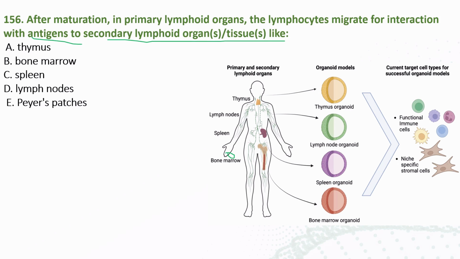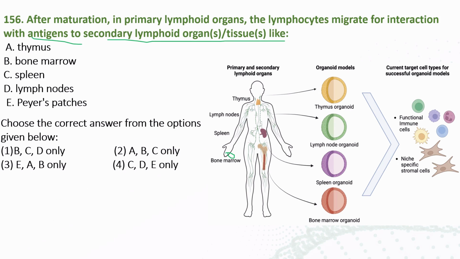Here in these options you have to correct them. They have given thymus, bone marrow, spleen, lymph nodes, and Peyer's patches. We know that normally the thymus goes to the T cells of the white blood cells. Because they are not antigens, they enter into the T cells and help in the immune system.